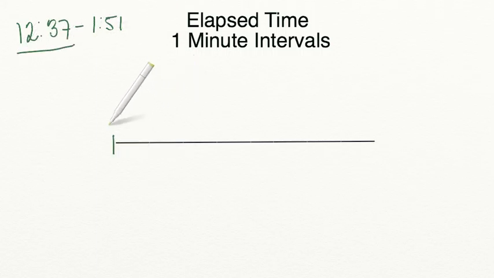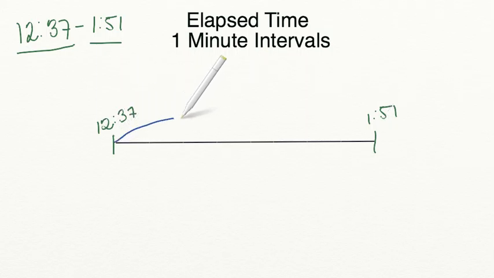We're going to begin today by using the number line below to find the elapsed time from 12:37 until 1:51. So we're going to start by writing our start time on our number line. And our start time is 12:37. Now we're going to write our end time, which is 1:51. Now that we have our number line set up, we're going to start by writing 1-hour intervals.